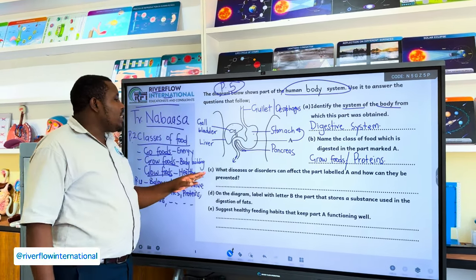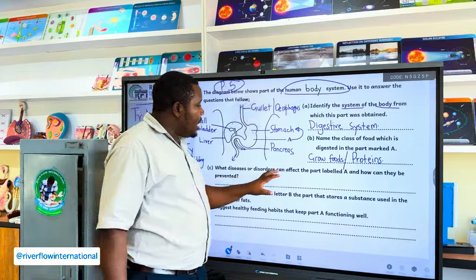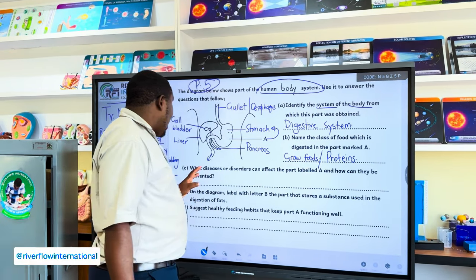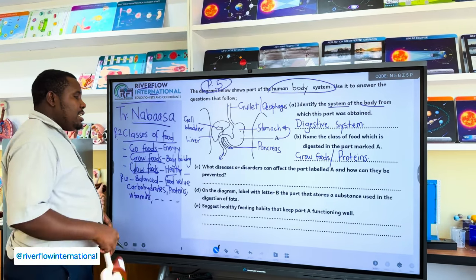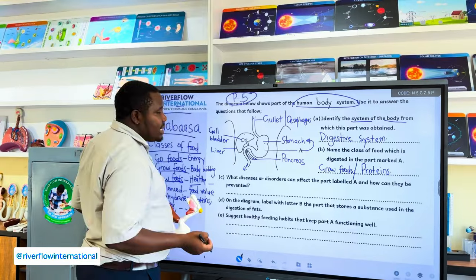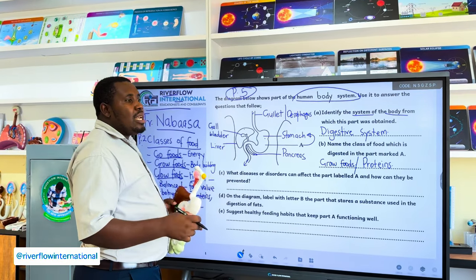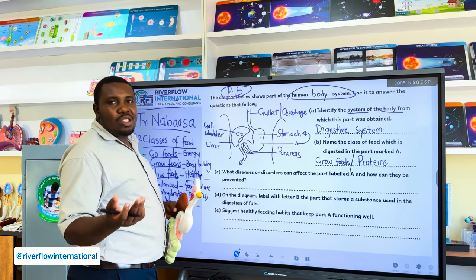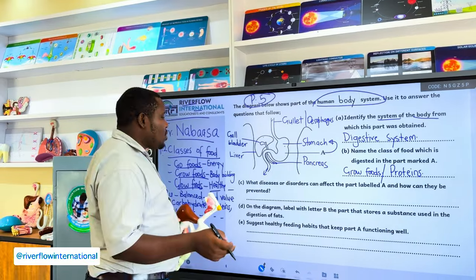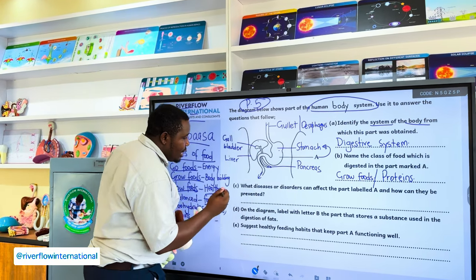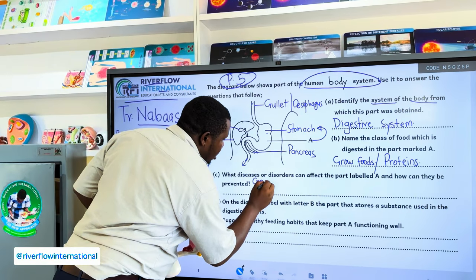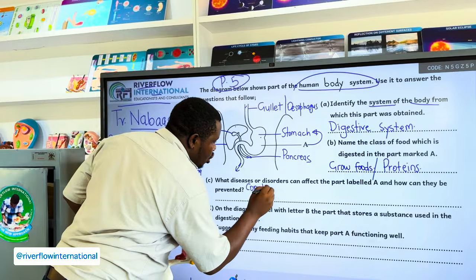Now they are telling us what diseases or disorders can affect the part labeled A and how can they be prevented. Now we are going to summarize. There are very many diseases or disorders. A disorder could be something that is temporary, something that is not temporary. Now, I always start with the funny ones, and I'm going to start with constipation.